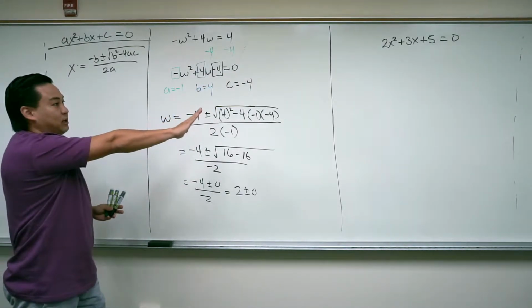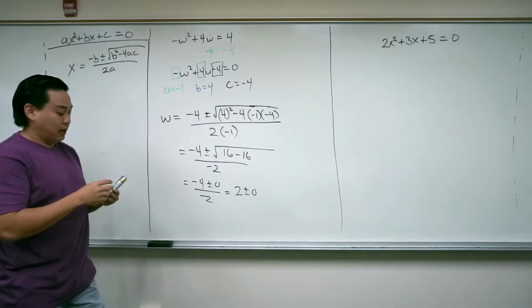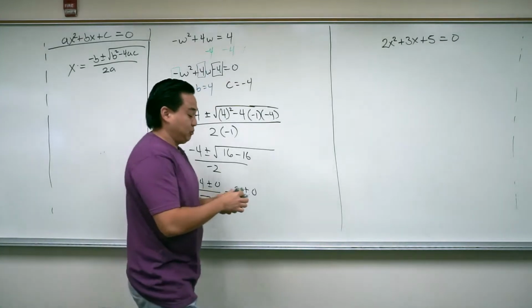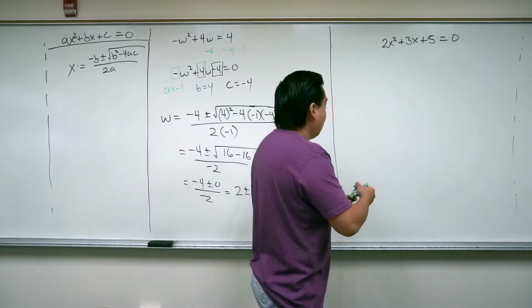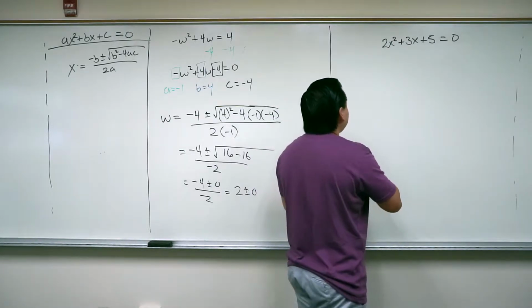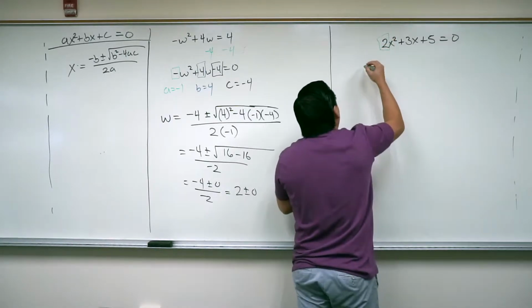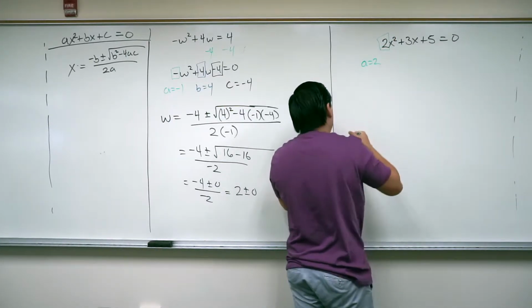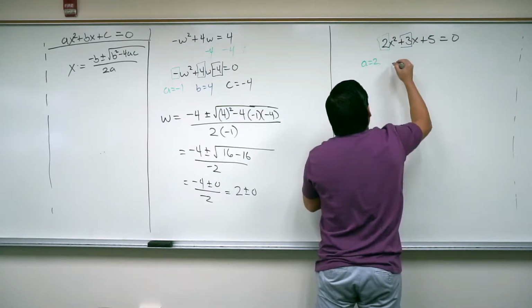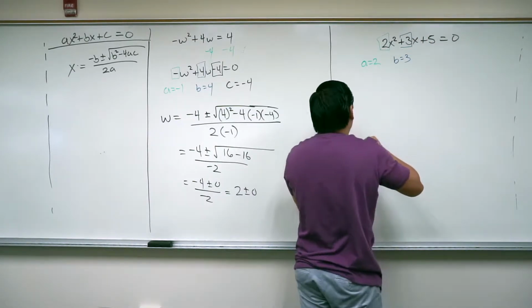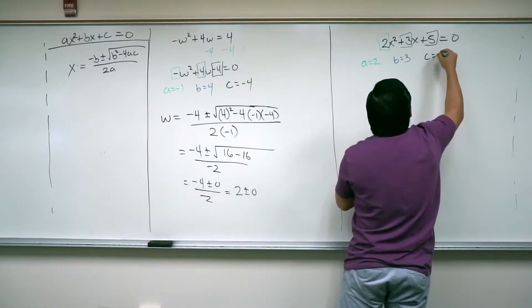Now, let's go ahead and do this last example. And this example is not factorable. And we'll see why when we actually plug it into the quadratic formula. So let's go ahead and write this. This first part here, a is equal to 2. The next part, b is equal to 3. And then, of course, lastly, c is equal to 5.